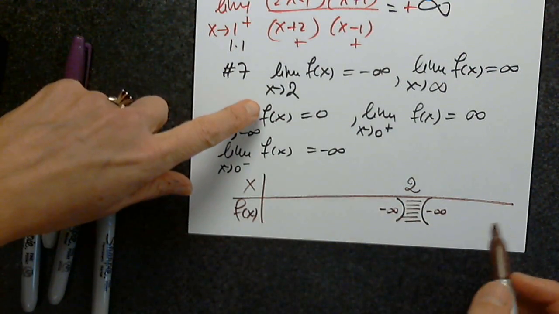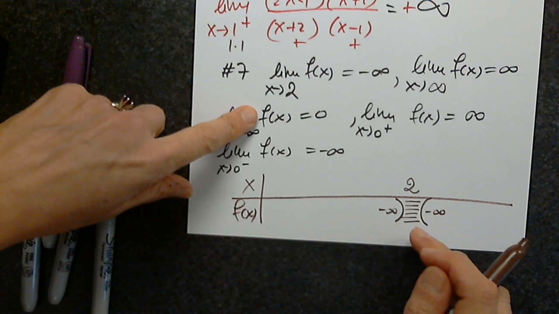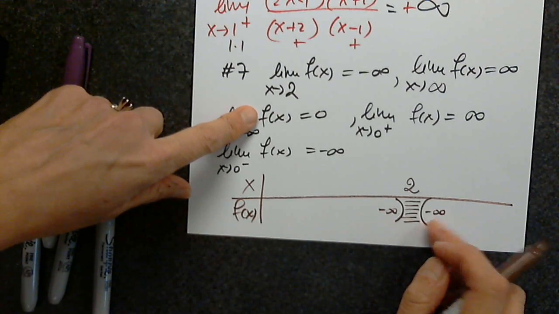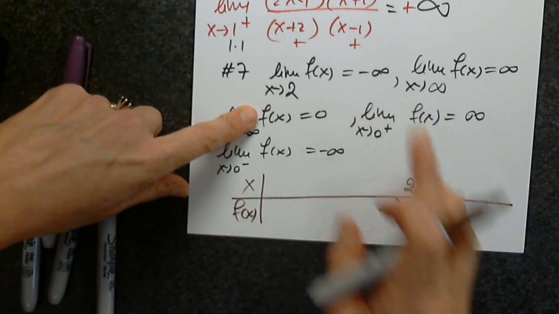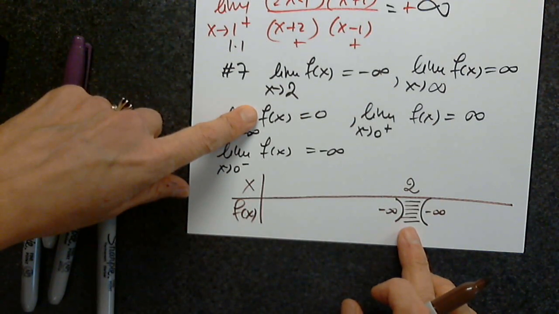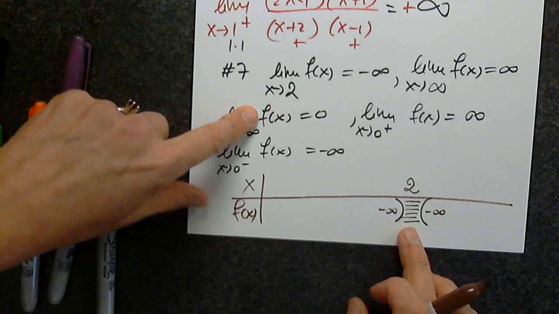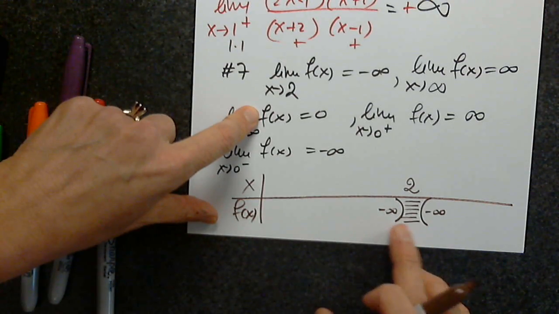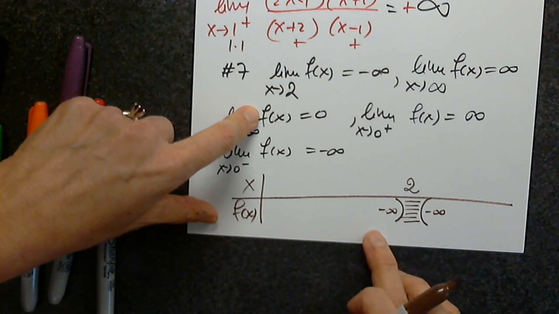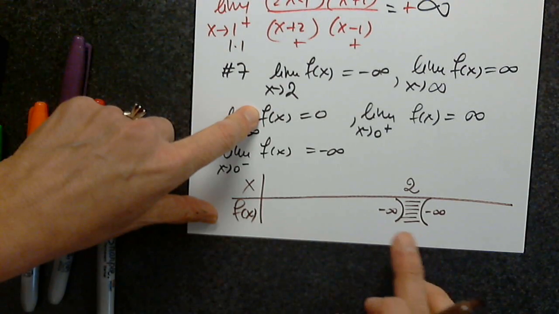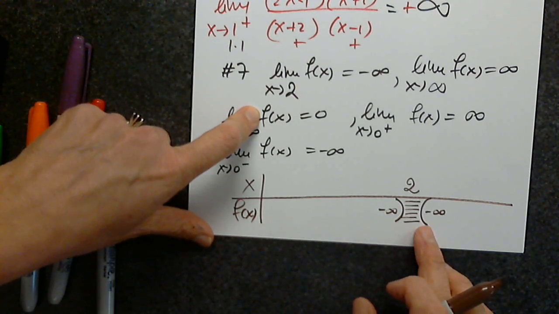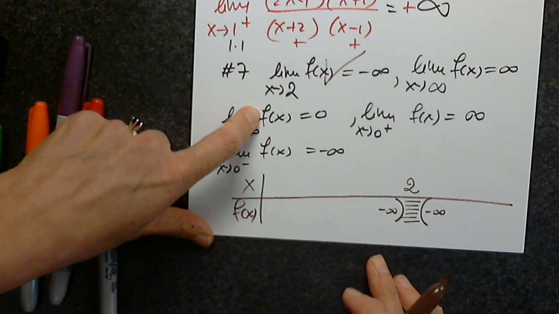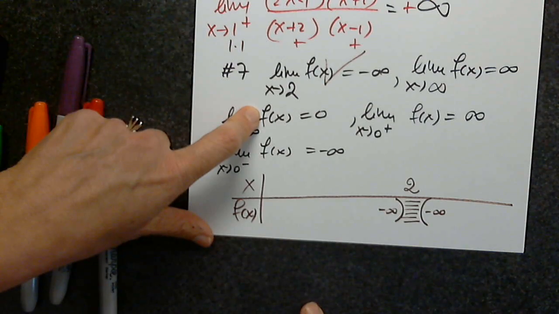Why did you make them touch? They cannot touch because if the limit from the left and the right is negative infinity, this is definitely a vertical asymptote. And I can never make parentheses touch. I can make a bracket touch a parenthesis, but not two parentheses. And two brackets, that's not possible. Right? So this is done. I took care of this.